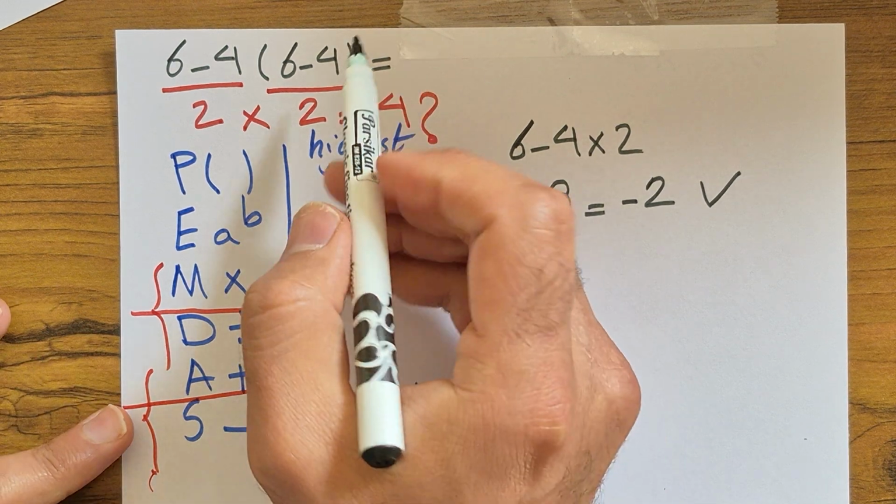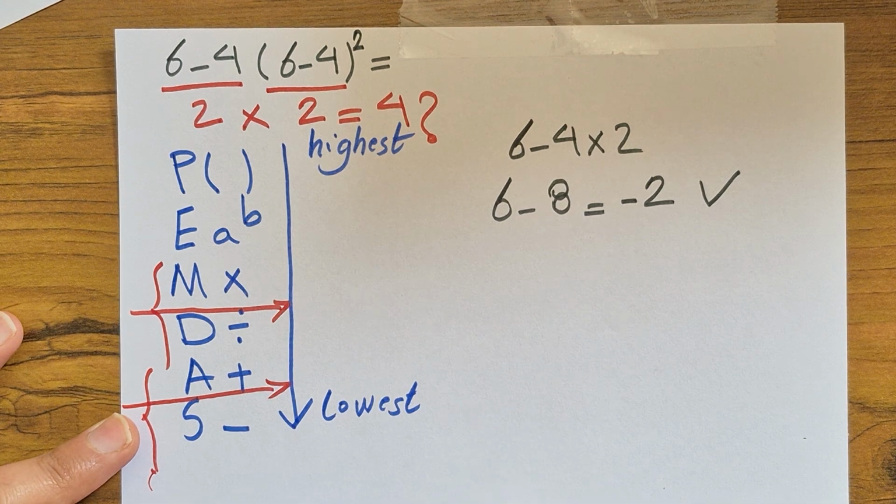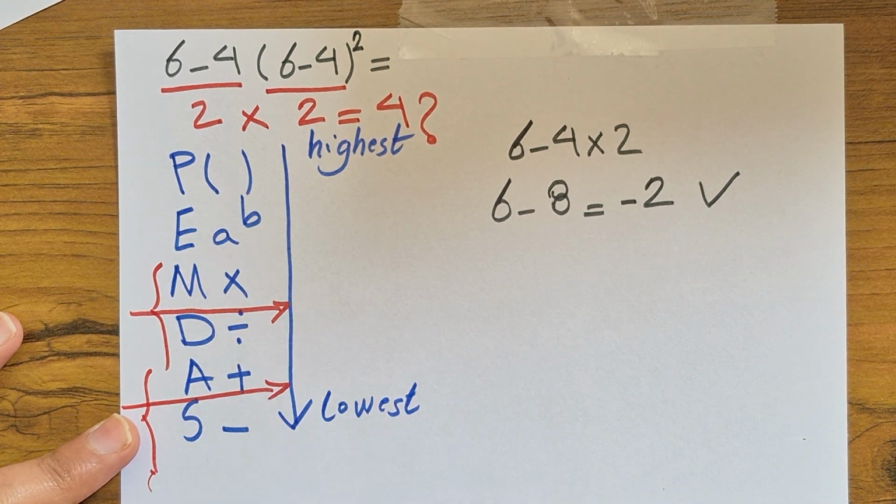As your homework, what would the answer be if we had 6 minus 4 squared inside the parentheses?